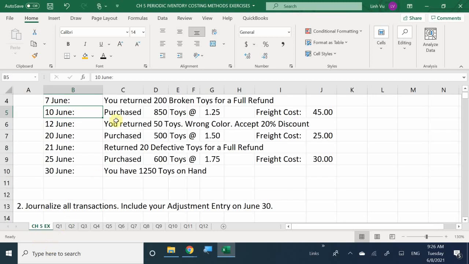Let's take a look here. What happened on June 21st? 20 times $1.55 would give you $31. Now we're getting a refund, right? Can we refund it for $1.55? No, it's $1.50. We cannot return freight, so we can only return for the original price of $1.50. So 20 toys, full refund.